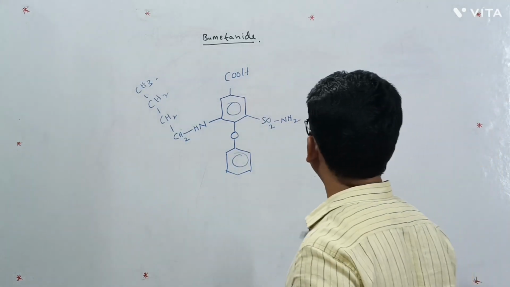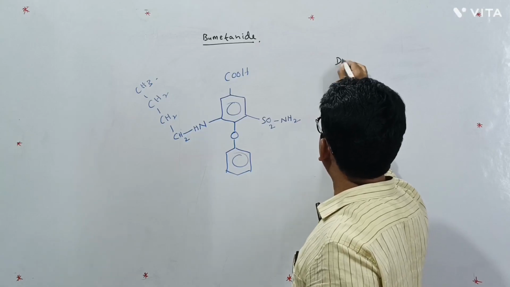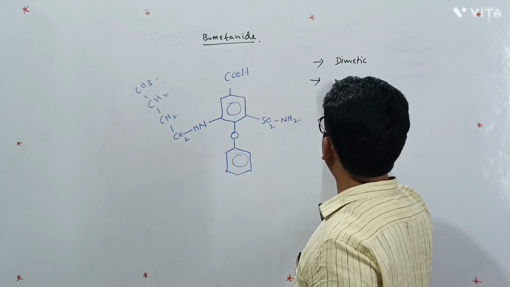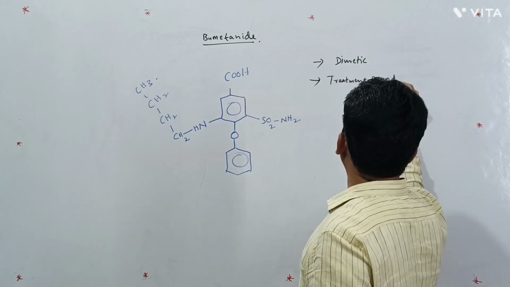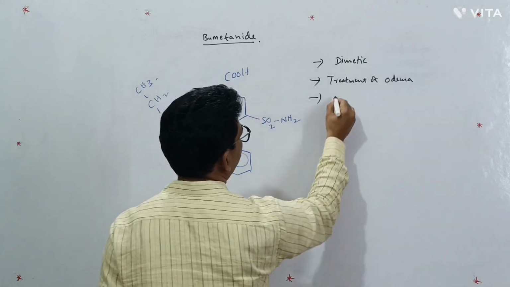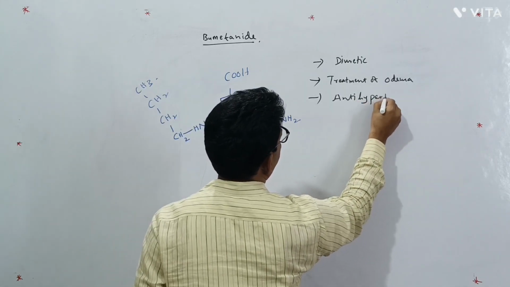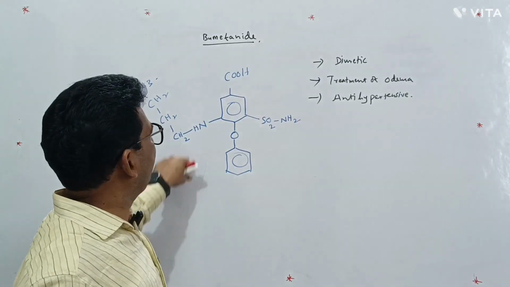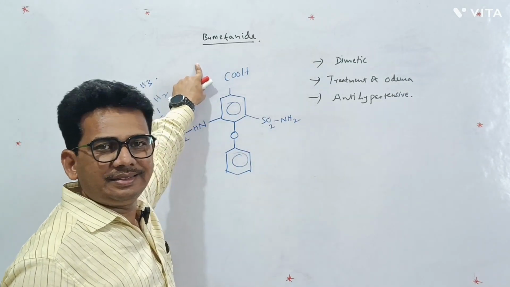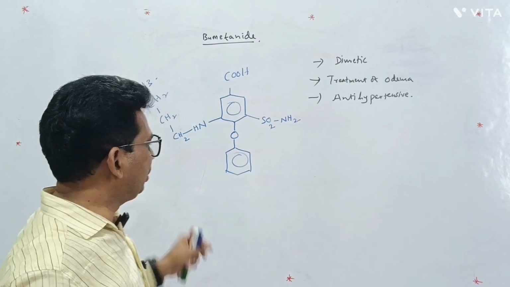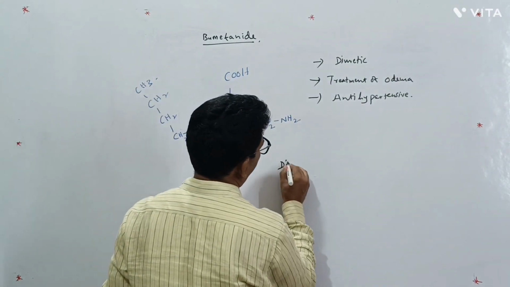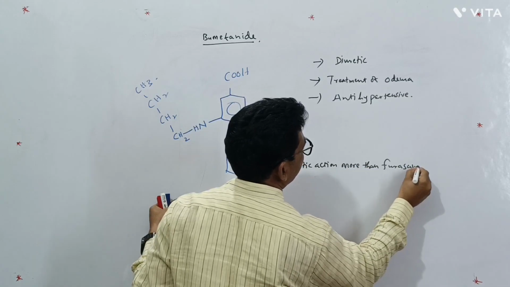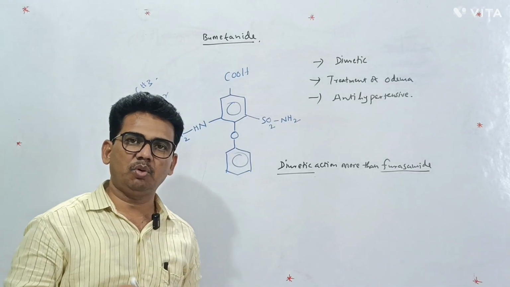Bumetanide is also helpful as a diuretic, and also useful in the treatment of edema and also useful as an antihypertensive. And when it comes to the use of bumetanide, its diuretic action is more than furosemide.